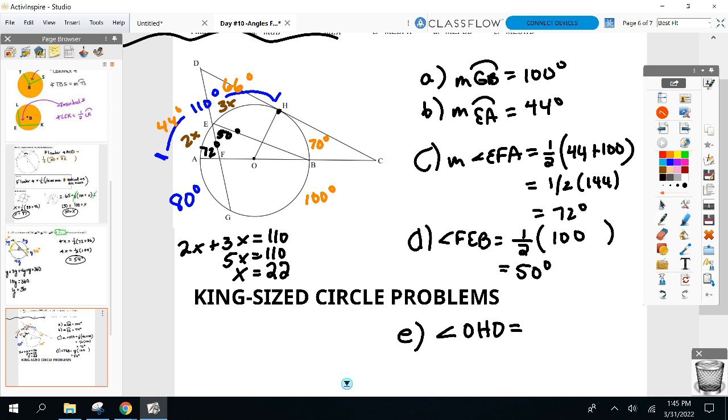What is OH? A radius. What is DHC? Tangent. When the two meet, what ends up happening? Makes a perpendicular, makes a right angle. I don't need anything but my theorem. 90 degrees.